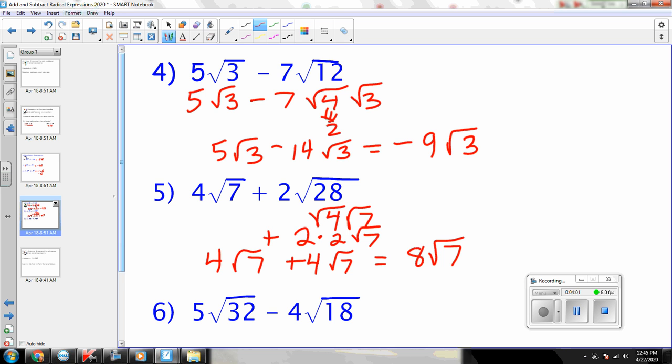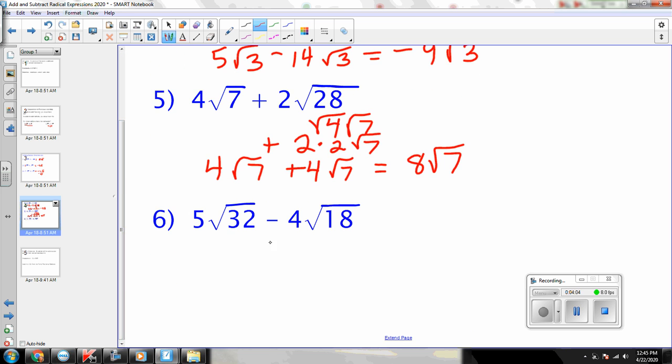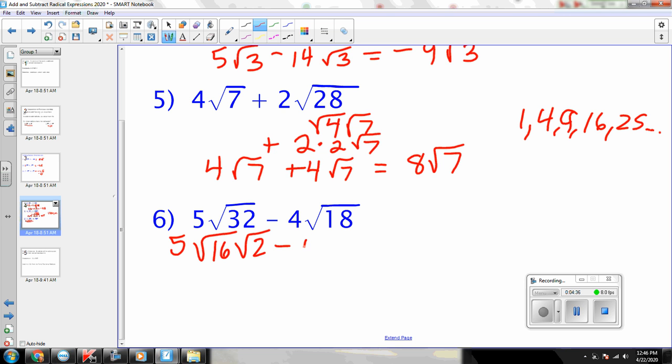So remember, in order to add or subtract, you have to have like radicands. So looking at number 6, I have a radical 32 and a radical 18. My radicands are different. But I could simplify. I'm thinking of a perfect square number that goes into 32. Let's see, what perfect square numbers? If we think 1, 4, 9, 16, 25. 4 will go into 32. So will 16. I'm going to use 16 because 16 is larger. So I'm going to think of this as 5 radical 16 times radical 2.